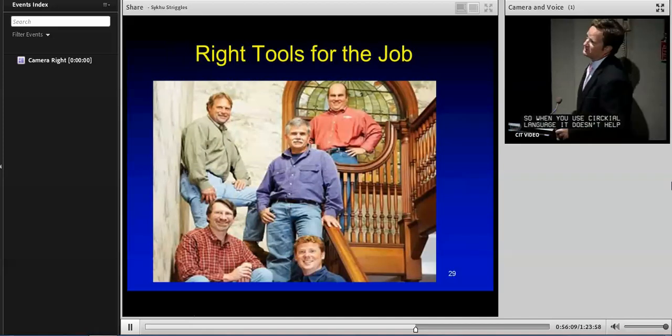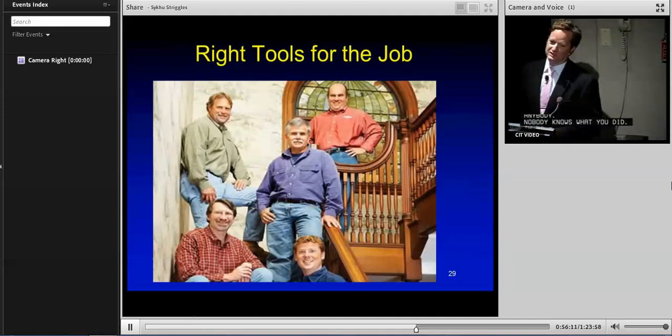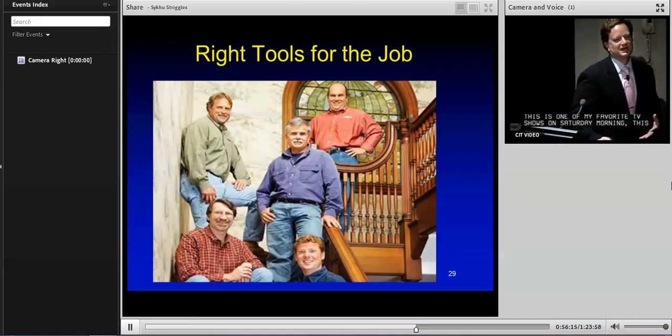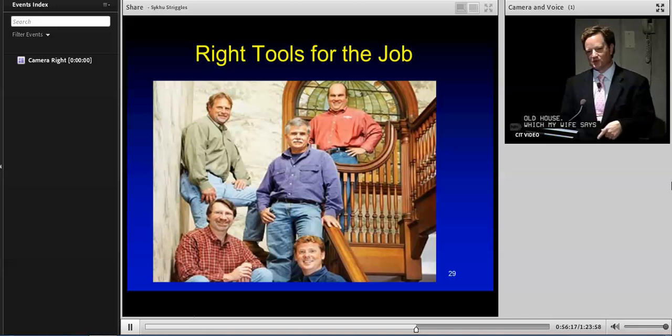This is one of my favorite TV shows on Saturday morning, This Old House, which my wife always says to me, how come when they saw a piece of wood it comes out perfect, and when you do it, it's always this much off, right?